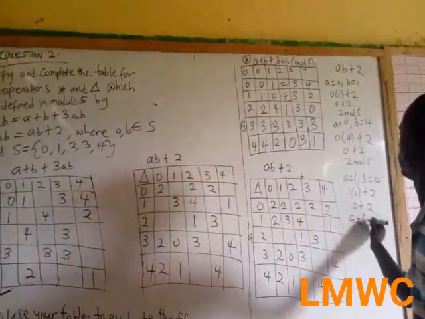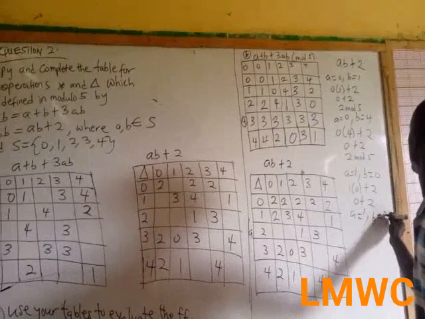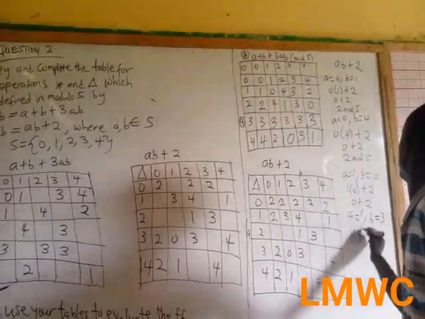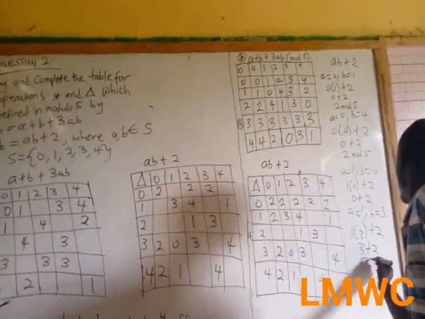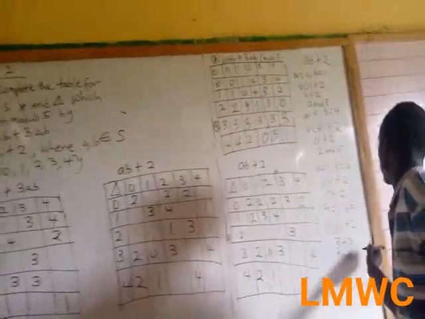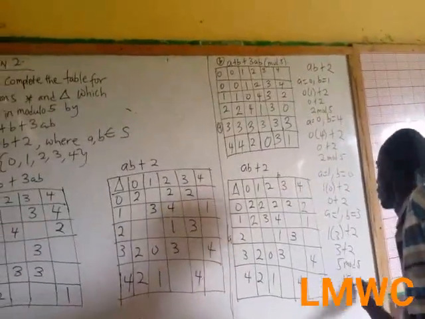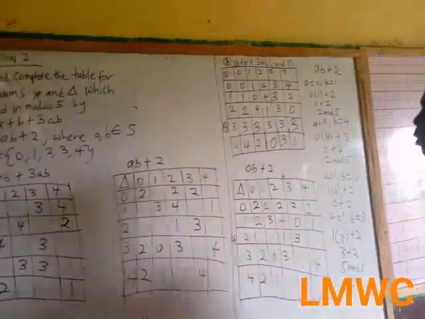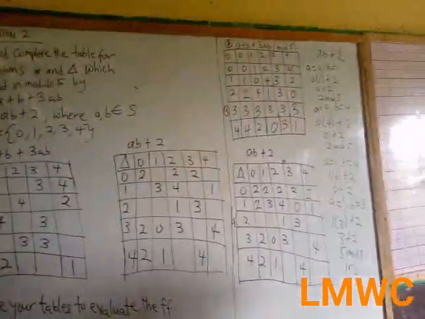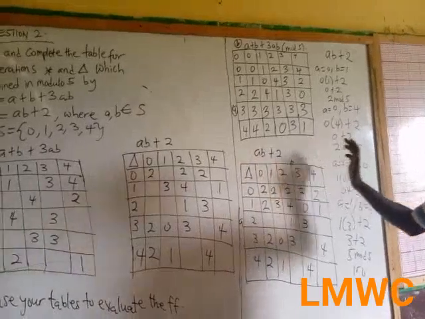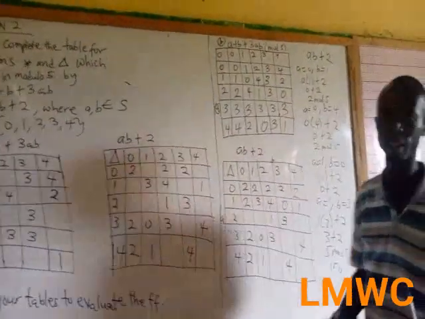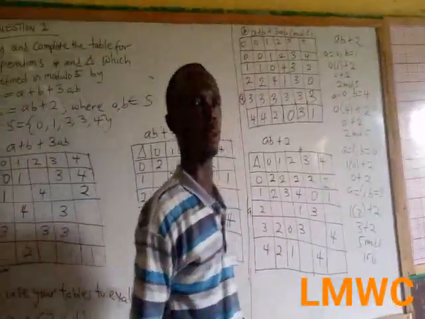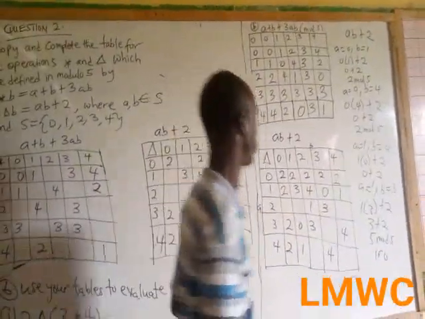So A is equal to what? 1. And B is equal to what? 3. So it's 1, 3 plus 2. So 3 plus 2, we have what? 5 mod 5. And 5 goes into 5, 1 remainder 0. You write your remainder. So you see, always you take note of the formula and how you are working it. Otherwise, you will find it very difficult. It's not difficult.